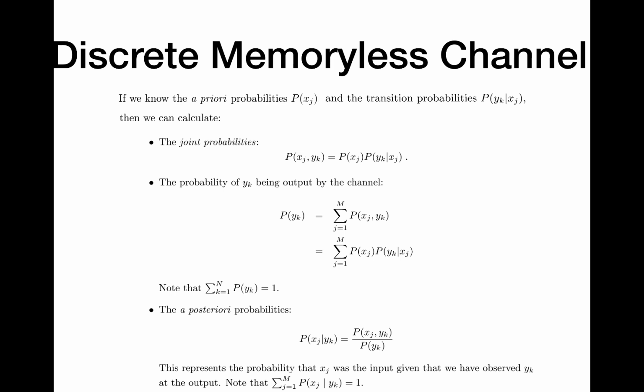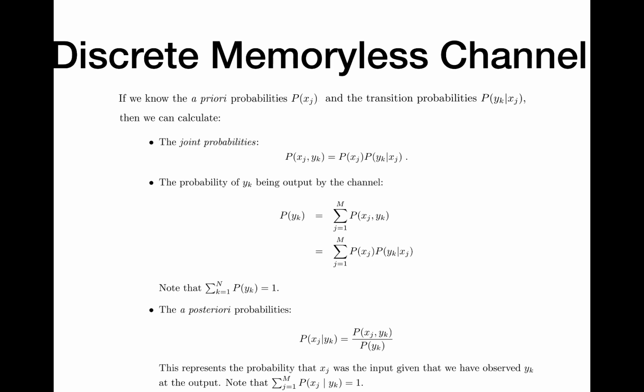So given these two sets of probabilities, probability of xj's and probability of yk given xj was transmitted, we can calculate the joint probabilities, probability xj comma yk, and they are given by the definition of conditional probabilities. So that is equal to probability of xj times probability of yk given xj. You know probability of xj, and you know the probability of yk given xj because those are the transition probabilities. So you can easily calculate the joint probabilities.